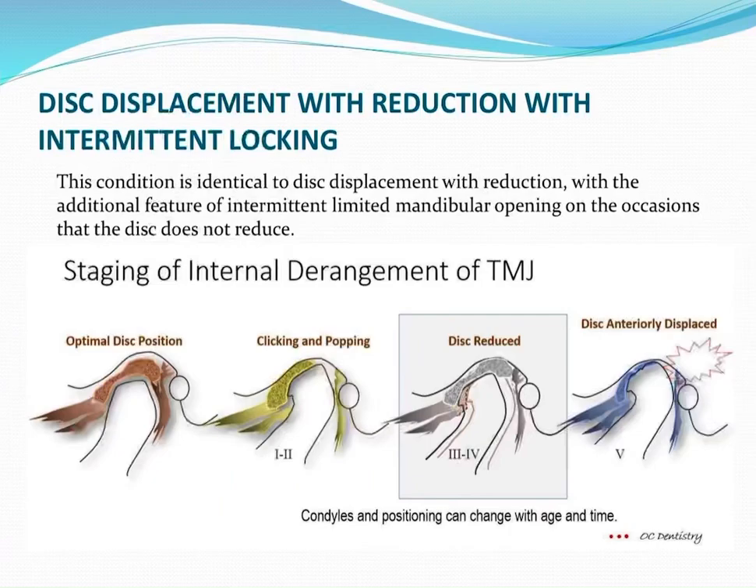Disc displacement with reduction with intermittent locking. This condition is identical to disc displacement with reduction, with this additional feature of intermittent limited mandibular opening on the occasions that the disc doesn't reduce. Here, staging of internal derangement of the TMJ. As we see, when the mouth is open, the articular disc is displaced from its normal position and seated anteriorly, and it can't get back to its normal position when the mouth is closed.